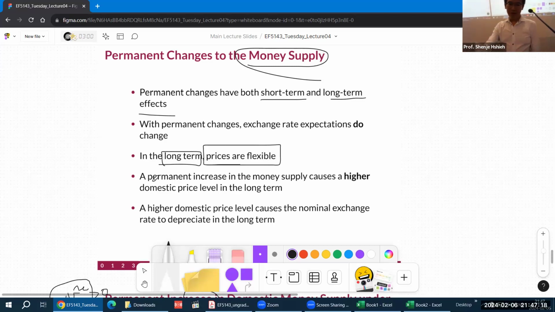But because we have a permanent change in money supply, expectations have to change, because expectations is about the future. If something is permanent, it affects all future values, right? Forever. And with this change in expectations, we get an interesting feature. We get an overshooting and a reversion, which explains why there's so much volatility in the FX market.